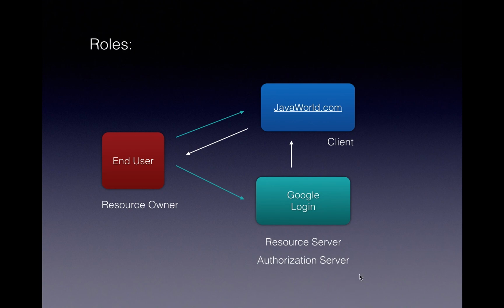Finally, there is an authorization server. This is the one which generates the unique code and then the tokens. Typically, in many applications, these two, resource server and authorization server, can be on the same machine or even in the same application.